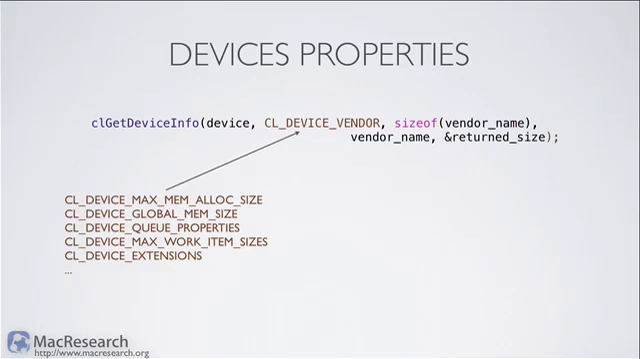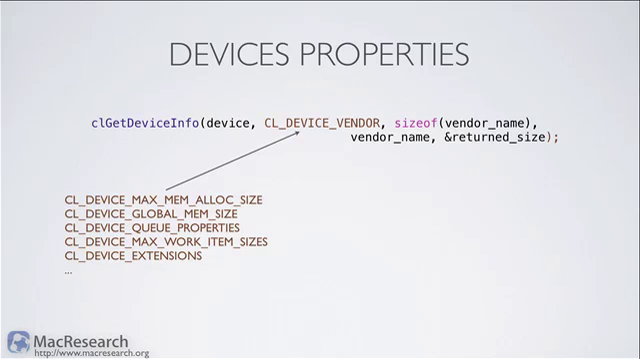Now, once you have the devices, you want to be able to get information about them. For example, in this example, what we're looking at is the device vendor. I want a string, and the types that are returned are different. Sometimes it'll be an integer, sometimes it'll be a string of characters, as in this case, CL device vendor. But you might want to be probing the hardware to say, what's the global memory size? How much RAM is on my graphics card? Or what's the maximum number of work items?